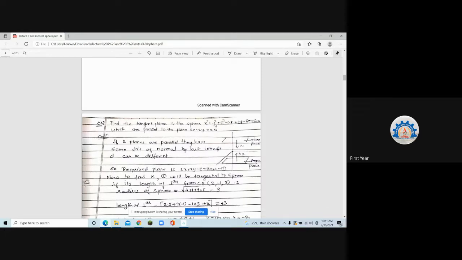If the length of the perpendicular is equal to the radius. So, you know how to find the radius of the sphere. So quickly find, everyone, the radius of the sphere.